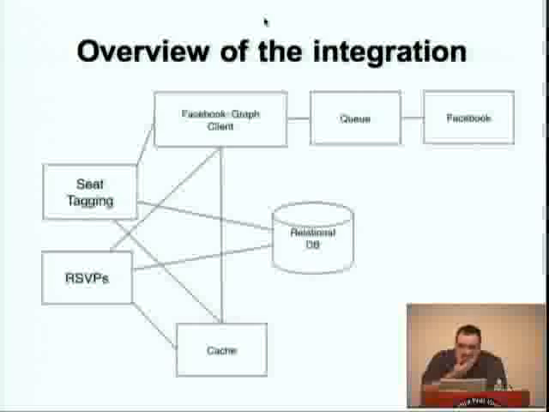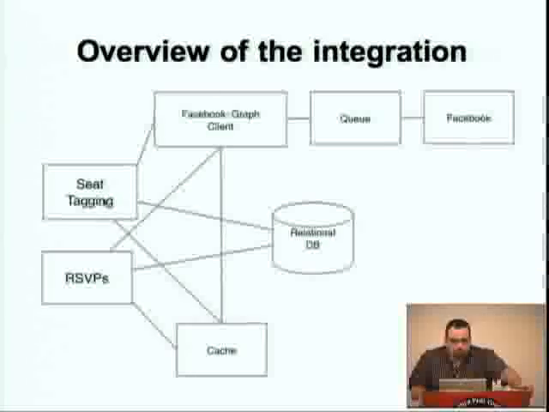Okay, so this is a 50,000 feet view of what our application looks like. You have the seat tagging code and the RSVP code, which, by the way, these RSVPs have nothing to do with the actual Facebook RSVPs. Facebook has a concept of events that you can RSVP to, and we hook into that. But the RSVPs that I'm talking about here are the ones that are made on the Ticketmaster side.